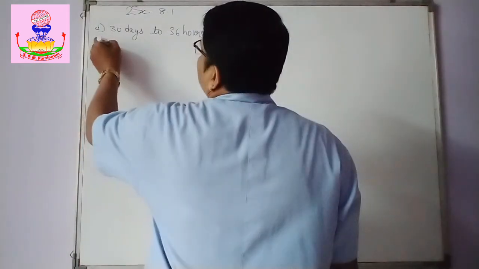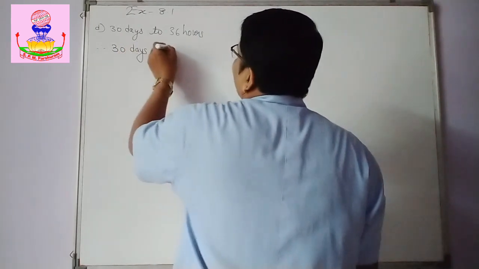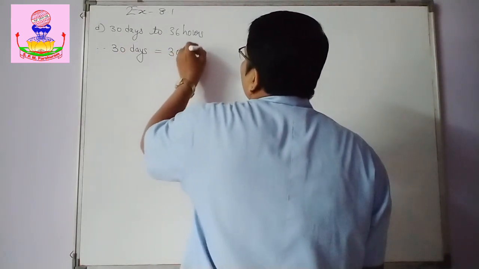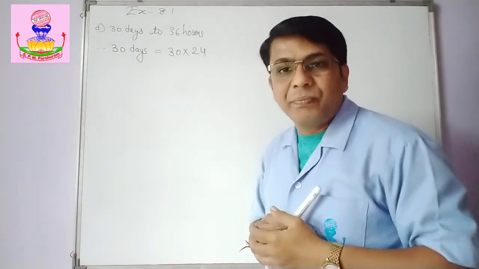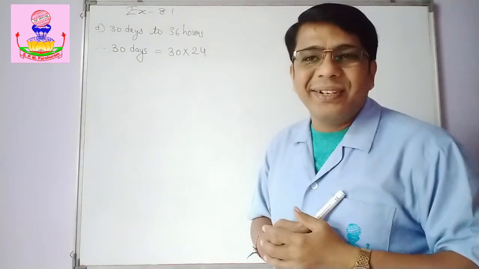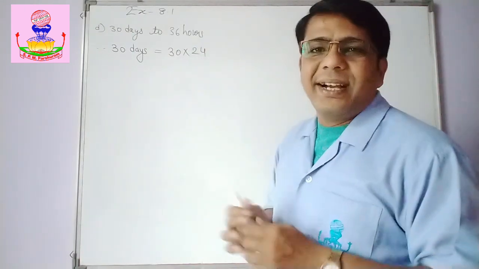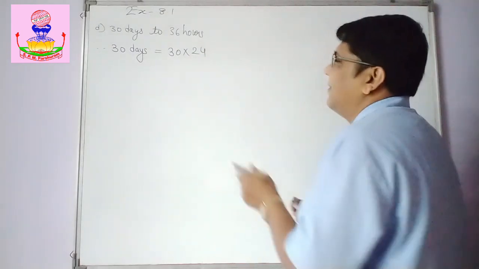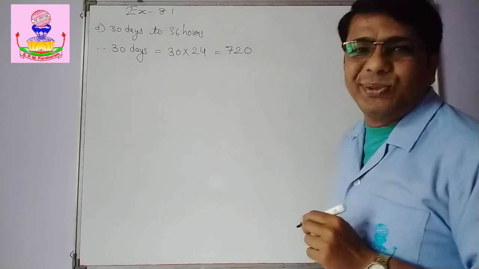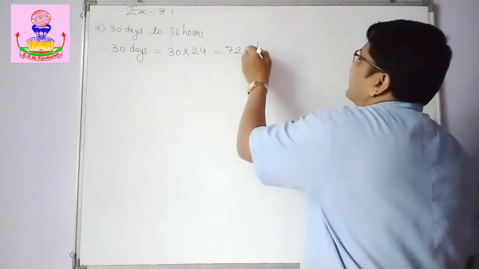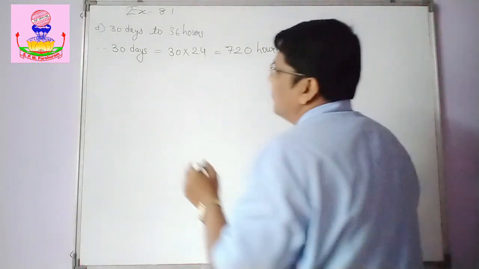So therefore 30 days is equal to 30 into 24. 1 day is 24 hours. So 30 days, how many? What will you do? Multiply. So 24 into 30. I know the tables. 24 threes are how much? Yes, 72. So 720 hours. Right? And now we can go for the ratio.